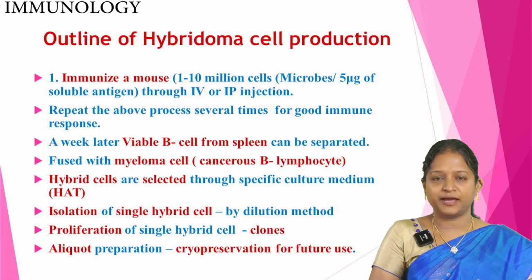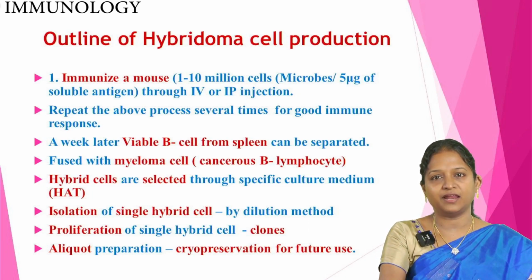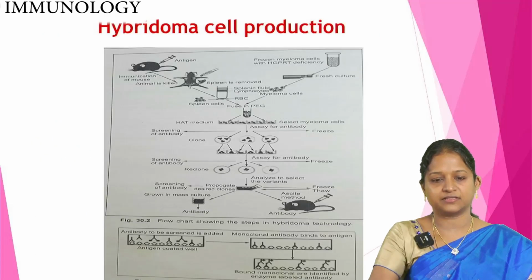First, the myeloma cell is fused with the B cell, and the resulting hybrid cell is selected through a selective medium called HAT medium. HAT medium has the ingredients hypoxanthine, aminopterin and thymidine, and the culture medium is used to select the viable hybrid cells.